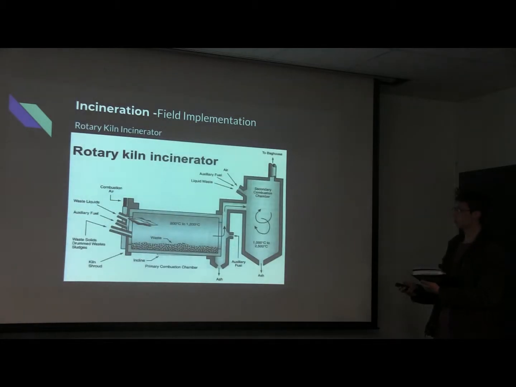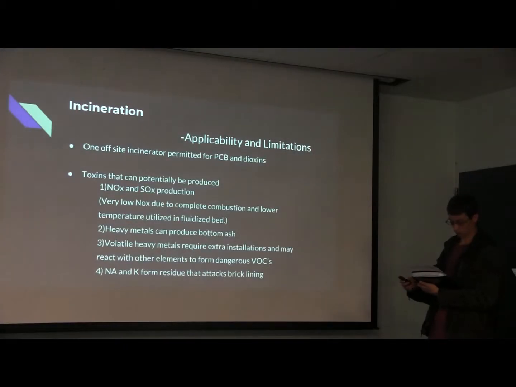In rotary kiln combustion, the solids are mixed in the combustion chamber, while the gas is separated and combusted again in the secondary combustion chamber. Incineration has several drawbacks, one of which is permitting, as you can only have one incinerator for PCB or dioxin disposal sites.